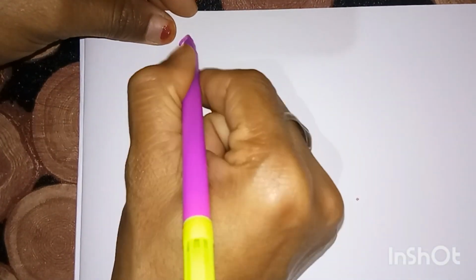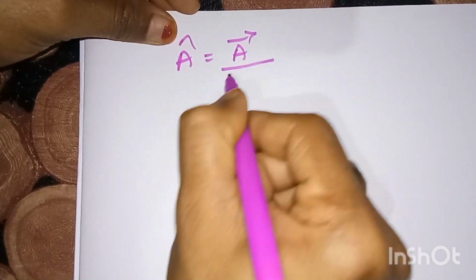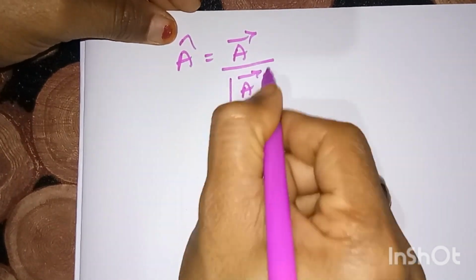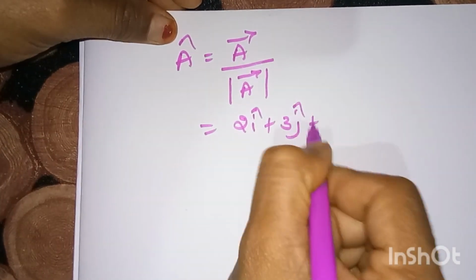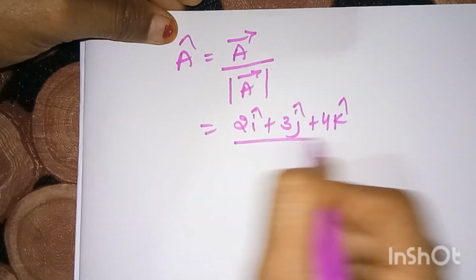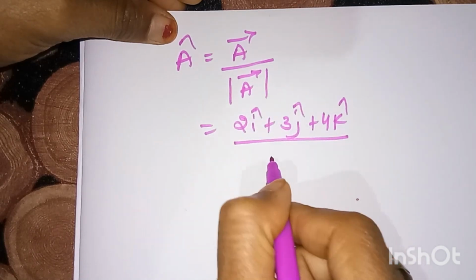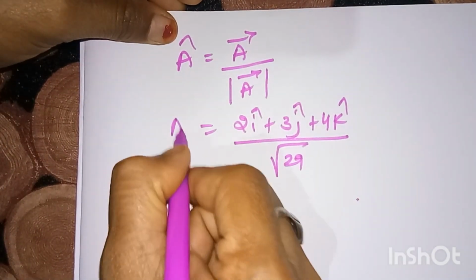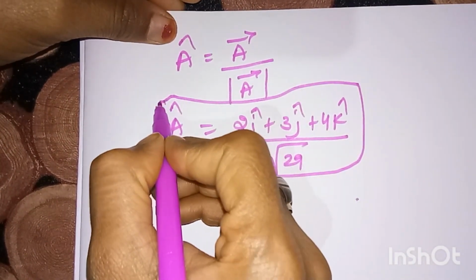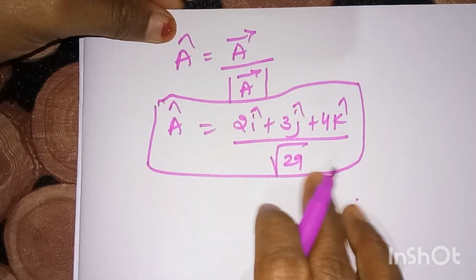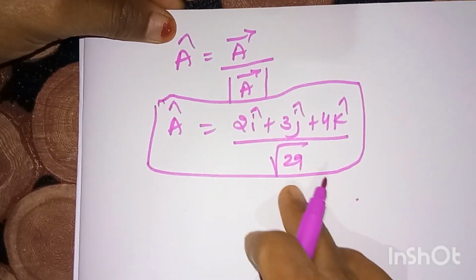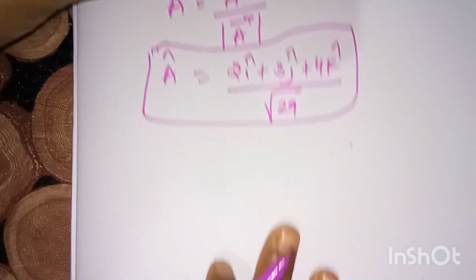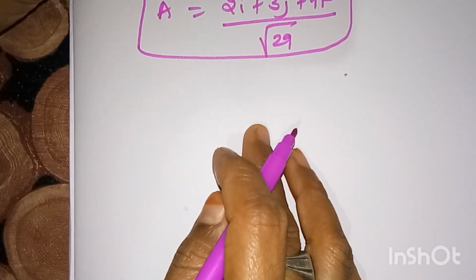What is the formula for the unit vector? a cap equals a bar by magnitude of a bar. What is a bar? 2i cap plus 3j cap plus 4k cap, by the magnitude of a bar, which is root 29, a scalar. So this is how we calculate the unit vector: a cap equals 2i cap plus 3j cap plus 4k cap by under root 29. We will discuss one more problem based on unit vector.